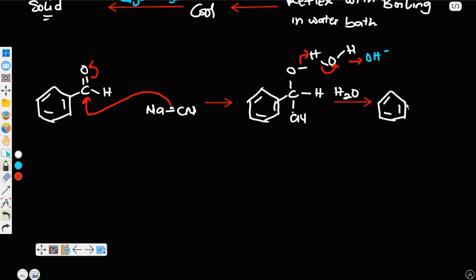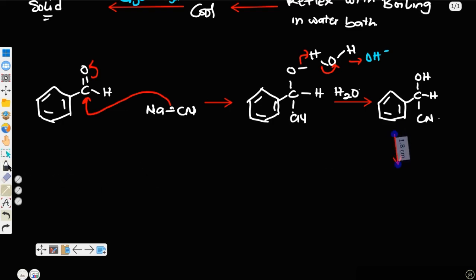You're going to form something like this. Like I told you, if you cannot carry it, just leave it. They may not ask this. And then you have your CN negative. After this now, the next step is OH negative coming in again. Is that okay? OH negative coming in to withdraw a proton from this.